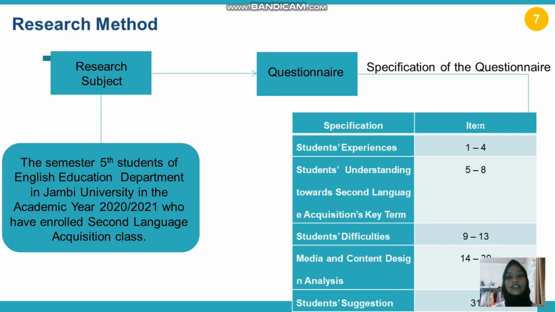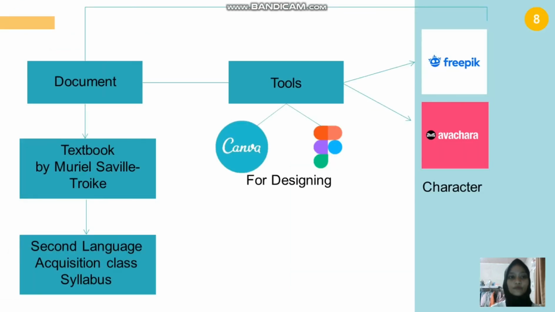And the questionnaire. The specification of the questionnaire is like this. There are 5 sections in here. The first is about student experiences in the class. The second is about student understanding toward the second language acquisition key terms. The third is about student difficulties. The fourth is about media and content design analysis. And the last is about student suggestions. There are about 30 questions, close-ended questions, and one open-ended question for student suggestions.